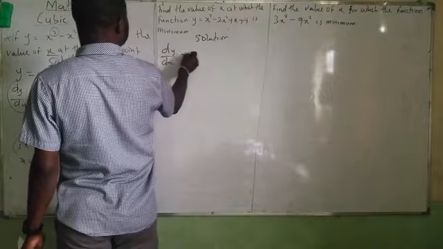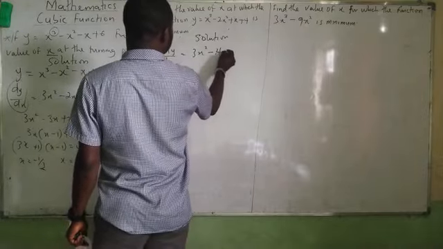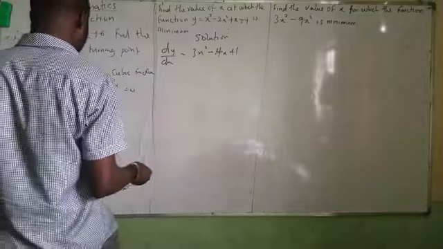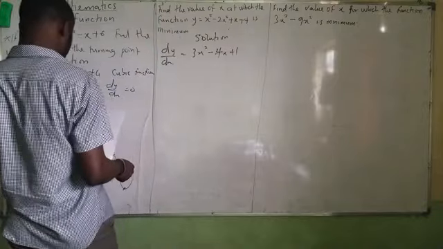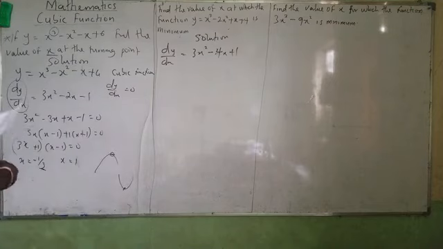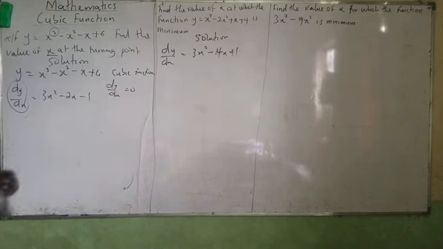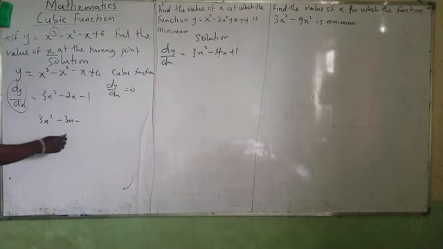The dy/dx will be equal to 3x squared minus 4x plus 1. Oh, there is a mistake here. Sorry, permit me. I think I've changed the question upside down. Sorry, I made a mistake there.